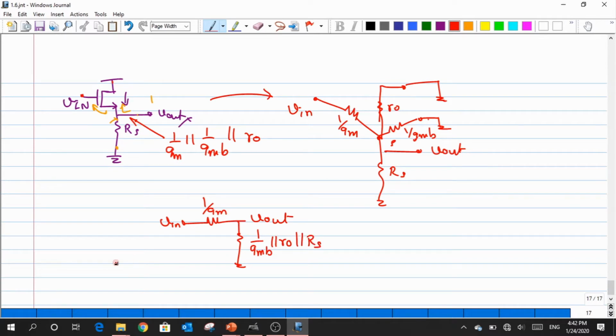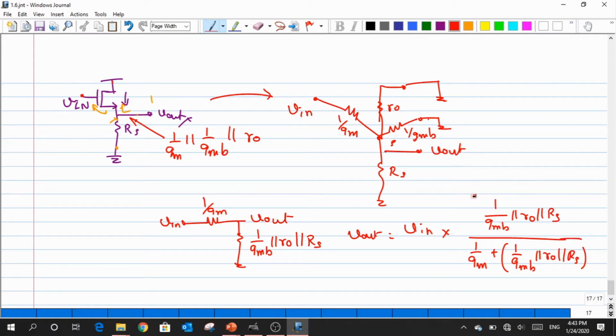So now when I try to manipulate this, V out is nothing but V in times this term, which is 1 by Gm in parallel with Rs, divided by 1 by Gm. Okay. So just manipulate this, and you end up having the same result. So V out by V in should get me the same result that I did earlier. Okay. Does it make sense? Just by looking at the entire circuit from a different perspective, I can step down this entire formula into something like this and get the answer.